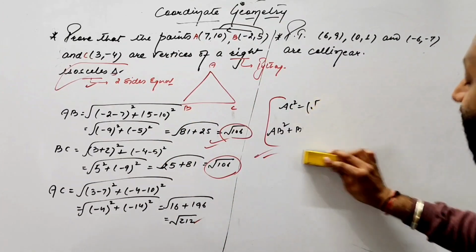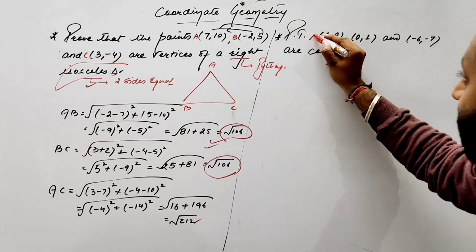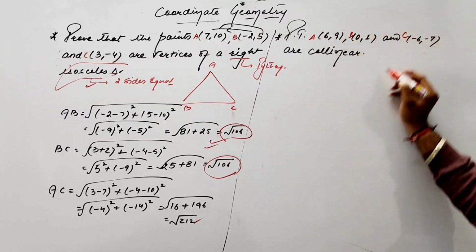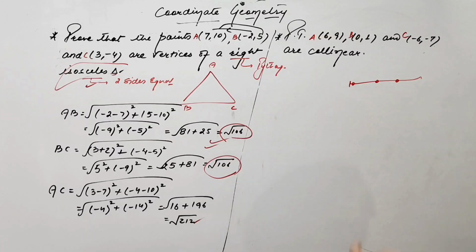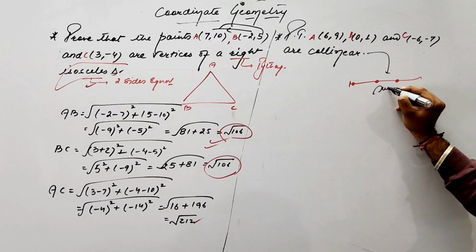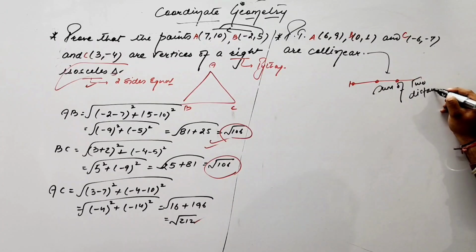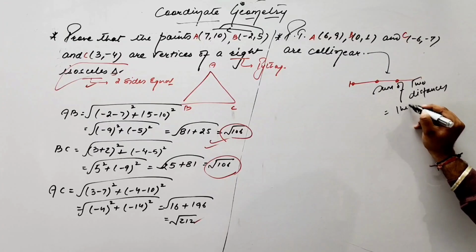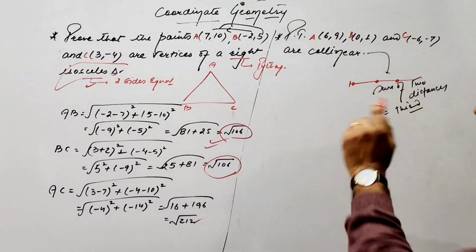Yes. Another question is there. 3 points are there. We have to prove these are collinear. Collinear means they must be on a straight line. But we don't know where A stands, where B stands. But we know one thing in collinearity, that the sum of two distances or two lengths is equal to the third one. In Pythagoras we have squares, here we have a sum.